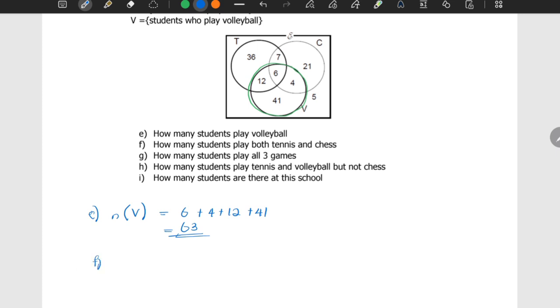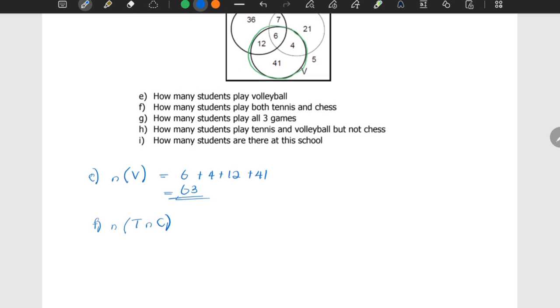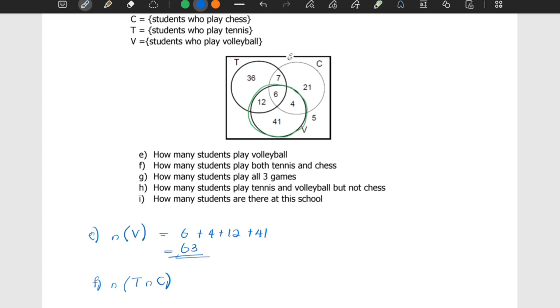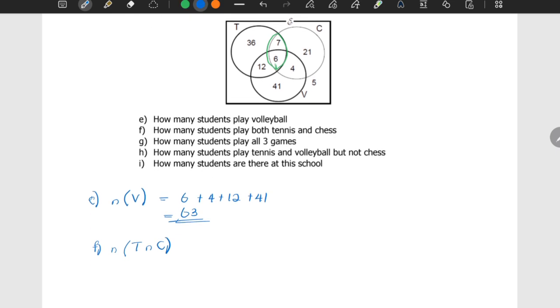Okay, it says, how many students play both tennis and chess? Number of students who are in the intersection of tennis and chess. Great. So when we look at this again, we want tennis and chess. So the intersection is this right here. That's the intersection of tennis and chess, which is going to be 7 plus 6, and that is 13.